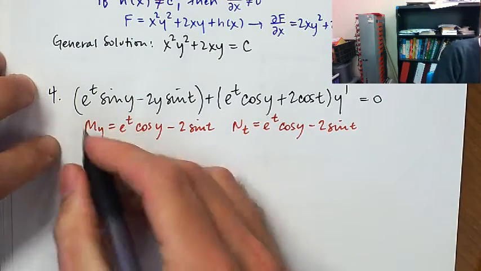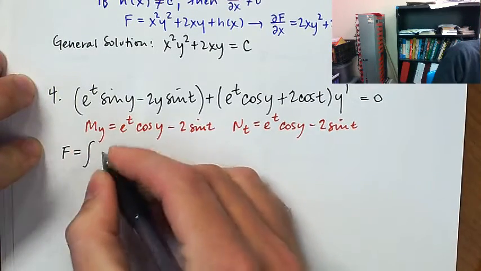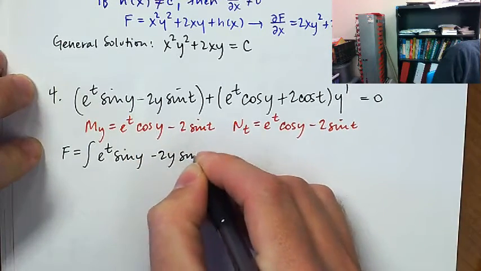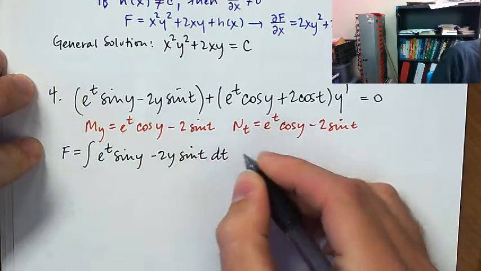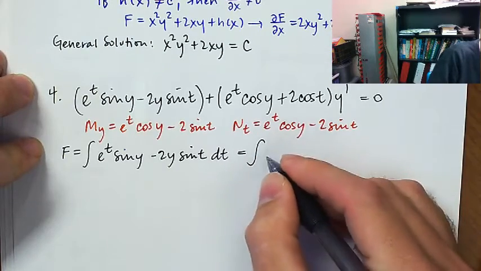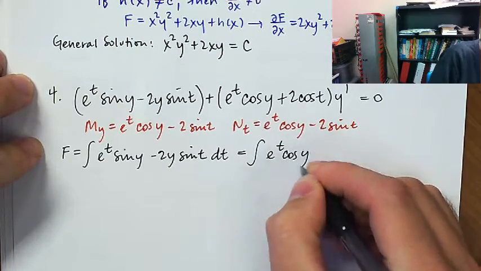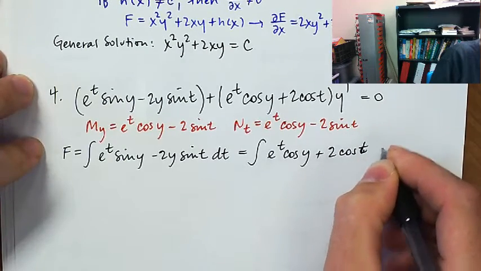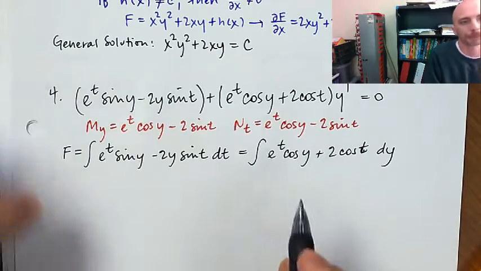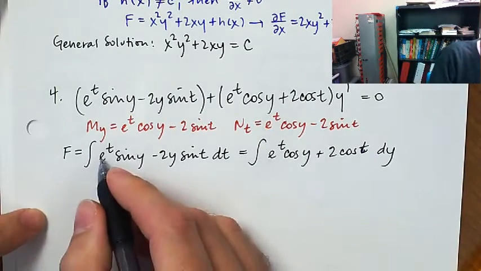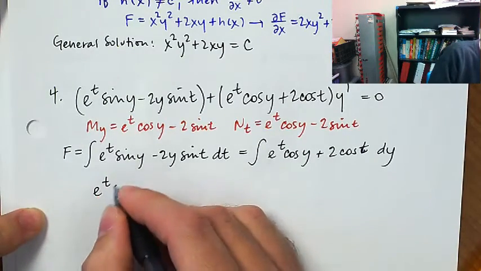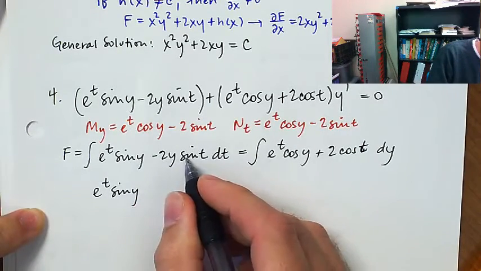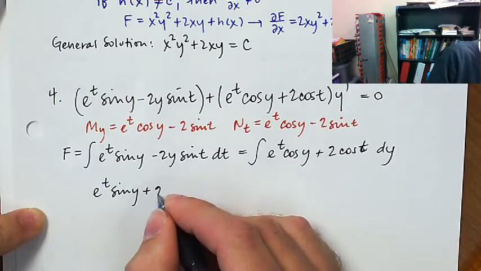It's exact, so I'll be able to say, all right, I'm looking to anti-differentiate e to the t sine y minus 2y sine t with respect to t, and also looking to anti-differentiate e to the t cosine y plus 2 cosine t with respect to y. All right, on t, the antiderivative of e to the t is going to be e to the t. Okay, with respect to t, the antiderivative of negative sine t is going to be positive cosine t.